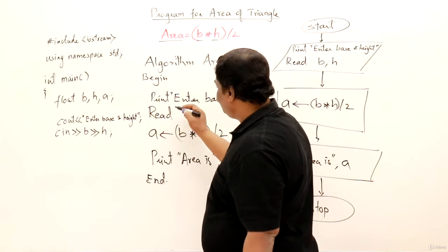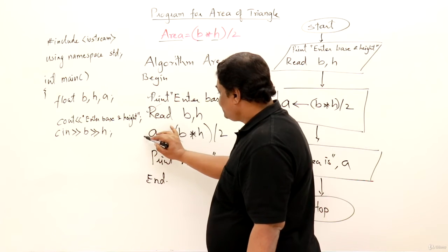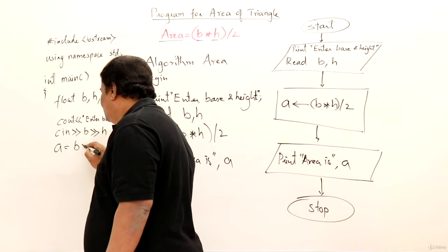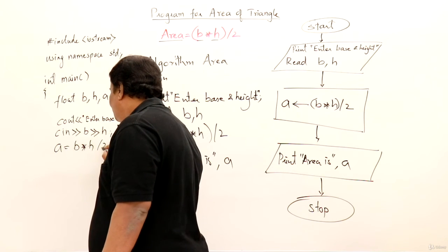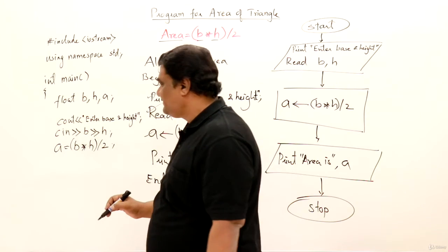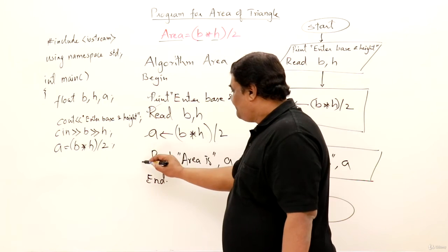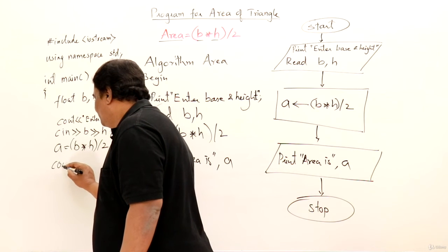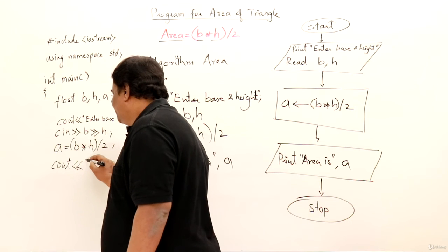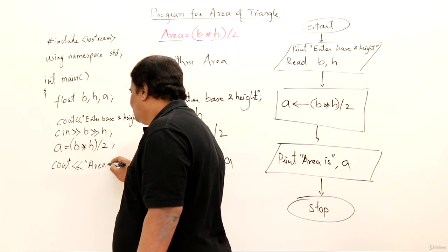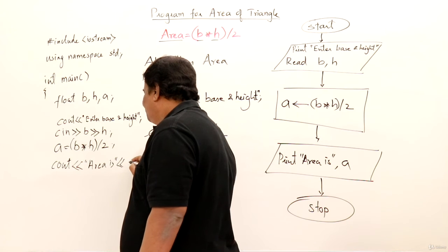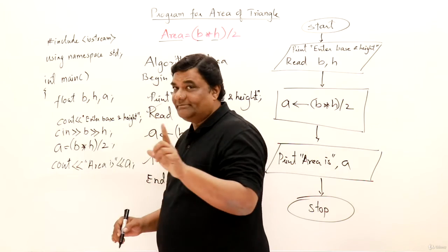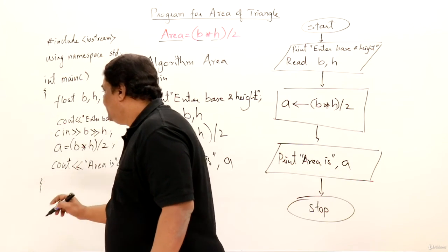The next step in the algorithm, we have finished with this step and this step. The next is process. So find out the area. A assign B into H divided by 2, and this I can put in brackets. Then the next step is print the result, then end. So here I will write cout, first of all a message, that is area is, right? That's a message. Then display a variable. So this is a variable. See, the message should be in double quotes, the variable should not be in double quotes, right? Then end of the program.